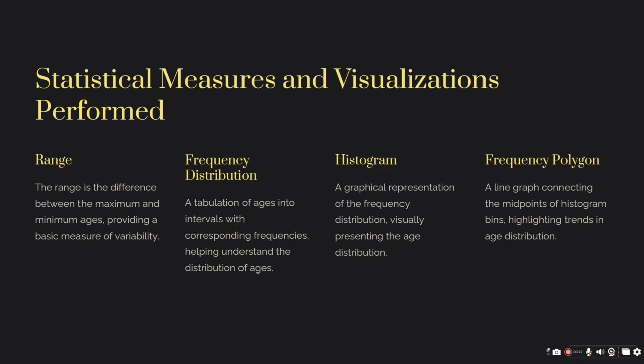It tells us the gap between the youngest and oldest employees, giving a basic sense of how spread out the ages are. Next, we grouped ages into intervals to create a frequency distribution, showing how many employees fall into each group. To make this easier to visualize, we plotted a histogram, a bar chart where each bar represents an age group. This helped us quickly see which age groups are most or least common.